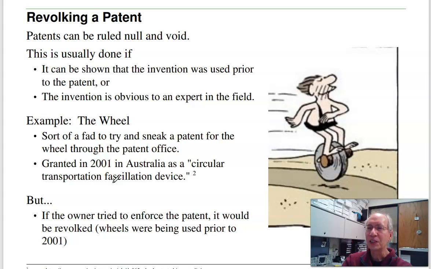In 2001 in Australia, a wheel was patented as a circular transportation facilitation device, meaning a wheel. That's just kind of a game people play. The owner technically owns the wheel, but if they ever try to enforce that patent, it would be revoked because the wheel was used prior to 2001. It's just kind of bragging rights. Can you sneak something past the patent office?